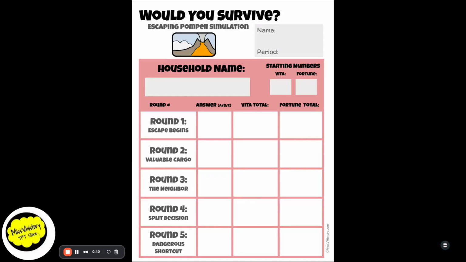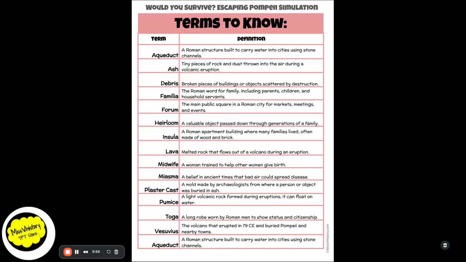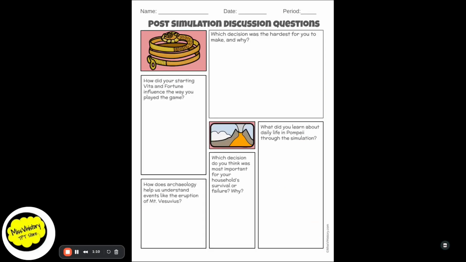From there, you obviously have access to the Google Slides presentation, but then this is what you could print out for the students for them to keep track of their Vita and Fortune points along the way. So after each round, they total up their points. There is also a terms to know page with some vocabulary terms that they will see along the way. So you could print that for each group. I usually print out one per group just so they have something to reference throughout the simulation.